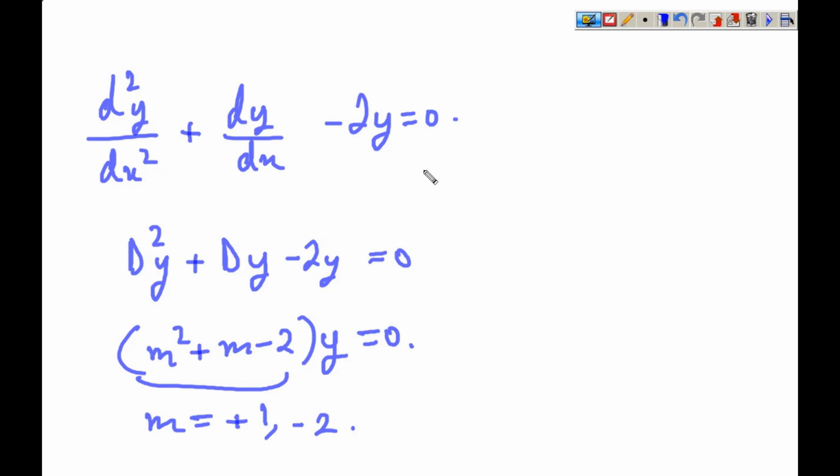Therefore the general solution of this differential equation will be c1e^x plus c2e^(-2x). Here c1 and c2 are arbitrary constants, so they are different constants. That's why this is called the general solution. We don't know the value of those constants yet. So we have understood the general solution of the differential equation of second order.